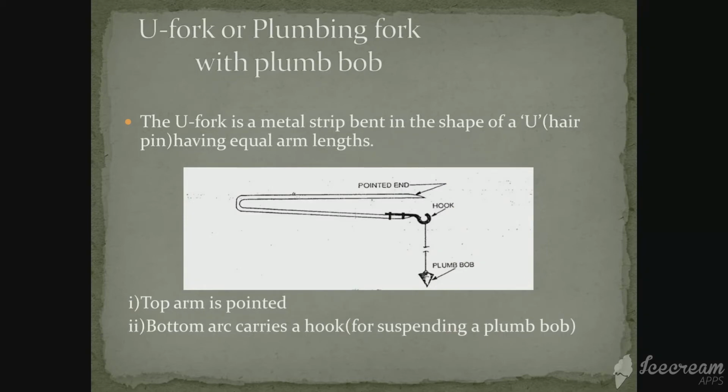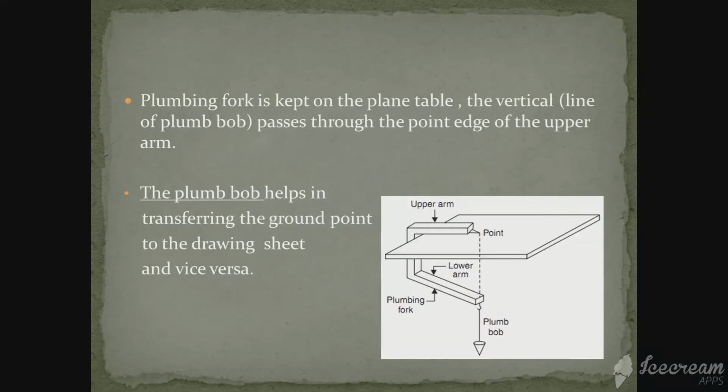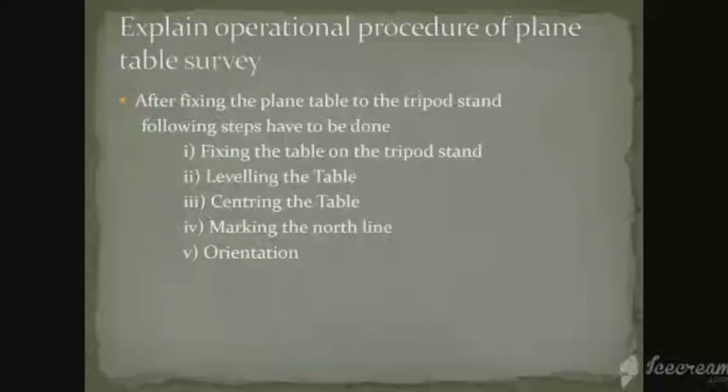The next component is the U-fork or plumbing fork that is attached with a plumb bob. The U-fork is a metal strip bent in the shape of a U hairpin having equal arm lengths. The top arm is pointed and the bottom arm carries a hook for suspending the plumb bob. When the plumbing fork is kept on the plane table, the vertical line of the plumb bob passes through the point edge of the upper arm. The plumb bob helps in transferring the ground point to the drawing sheet and vice versa.